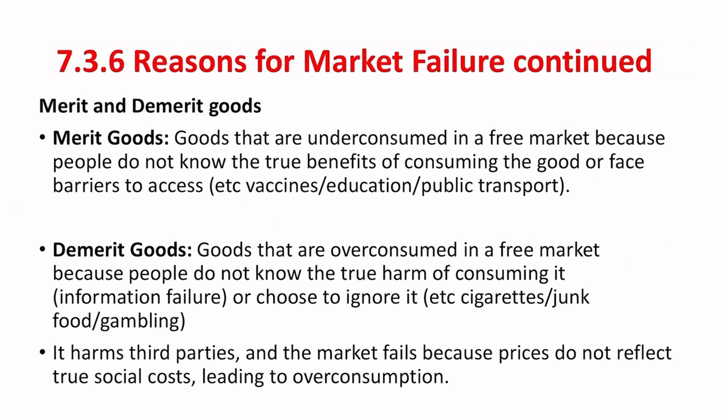Now, another reason for market failure is merit and demerit goods. Merit goods are goods that are underconsumed in a free market because people do not know the true benefits of consuming the good or face barriers to access. Examples include vaccines, education, public transport. Demerit goods are goods that are overconsumed in a free market because people do not know the true harm of consuming it, maybe due to information failure, or choose to ignore it. Examples include cigarettes, junk food, or gambling. Demerit goods harm third parties, and the market fails because prices do not reflect true social costs, leading to overconsumption.